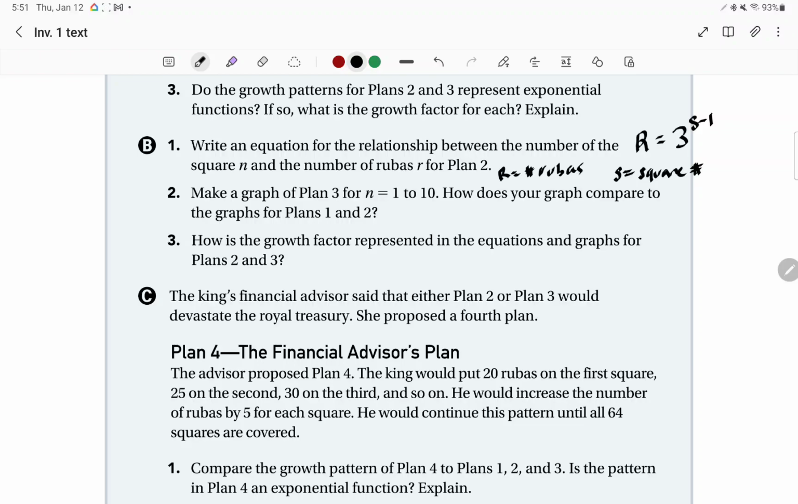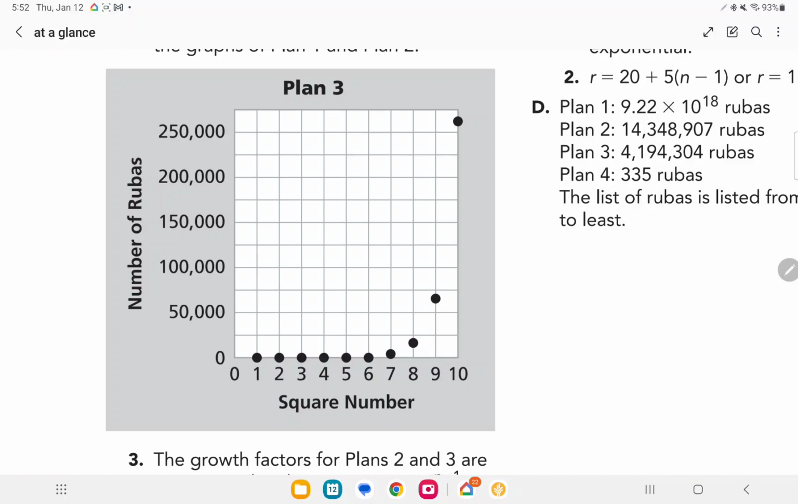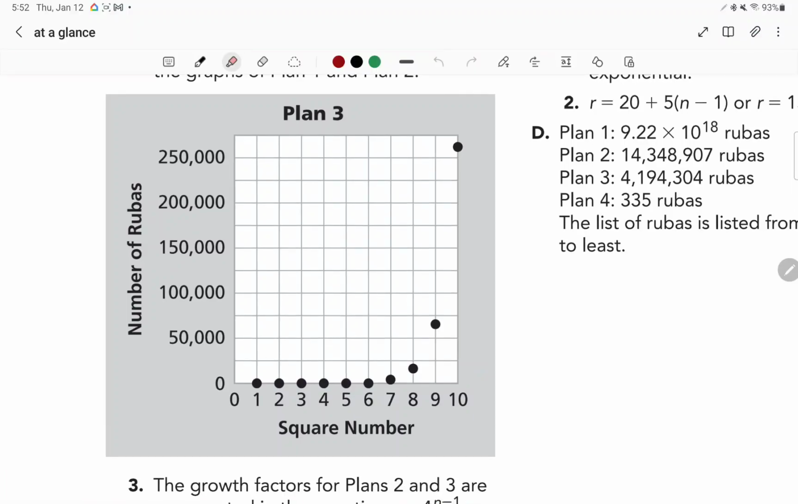So now we're making a graph for plan 3. So let's take a look at that. So here is the graph for plan 3. And you notice it does what the other graph does as well. It starts off with very little change. It almost looks flat, and then it just takes off, right? And so the change is the same as plans 1 and 2. The difference is once this thing starts to grow, it grows a lot faster than 1 and 2, but the change pattern is going to be the same.